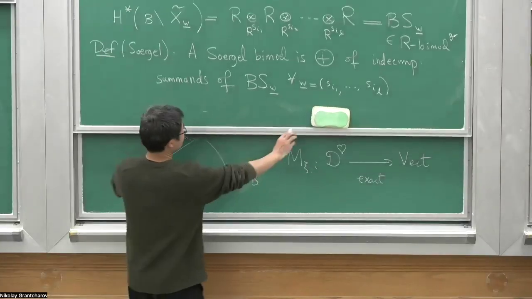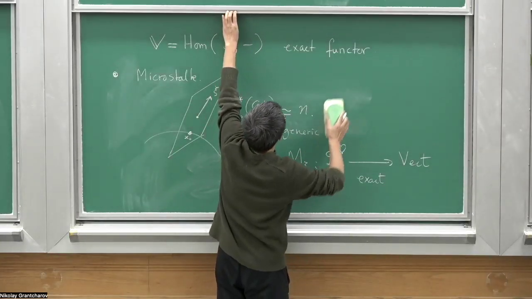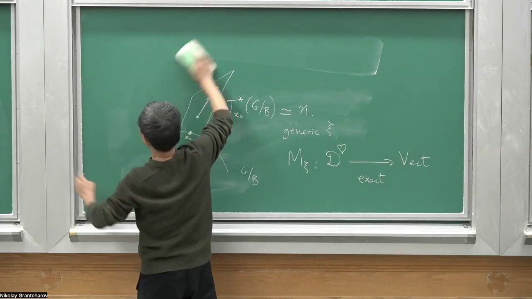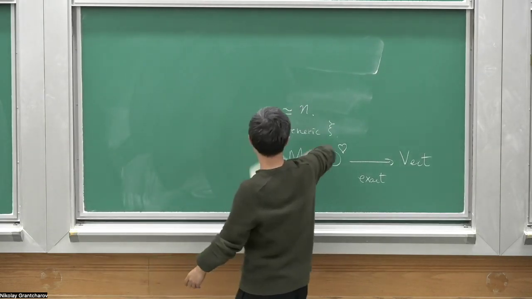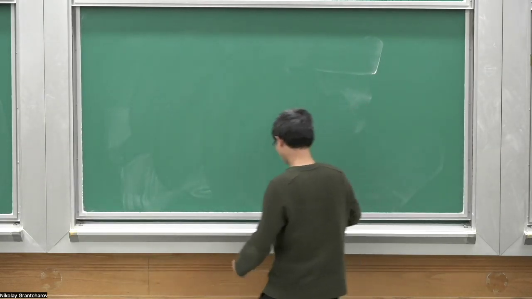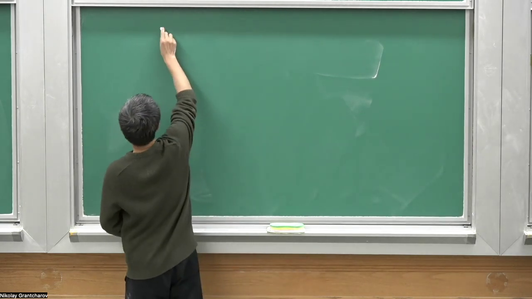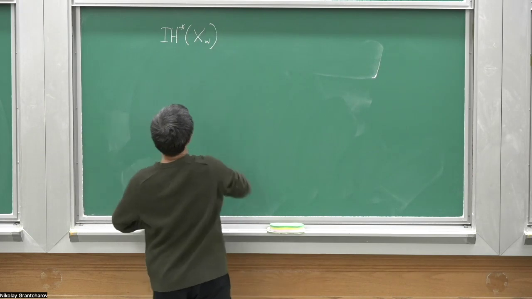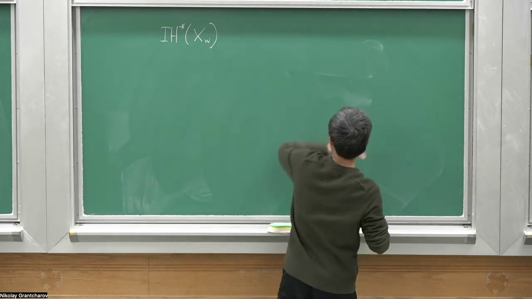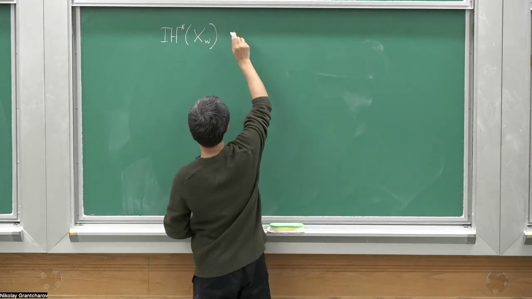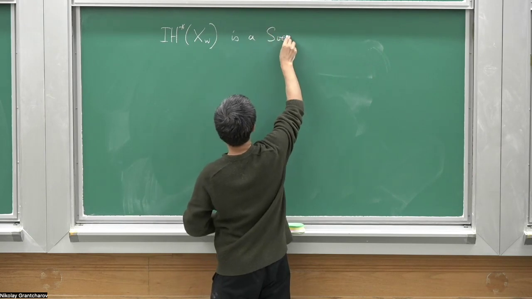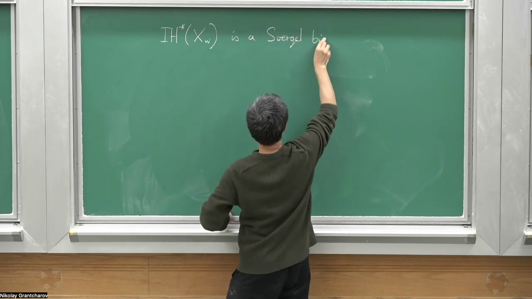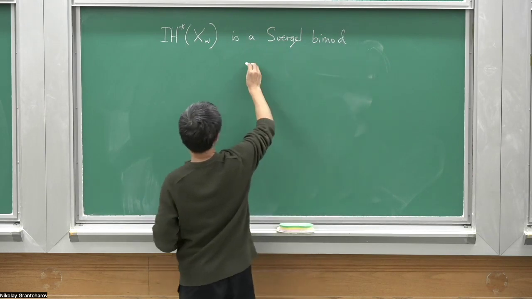And by this decomposition theorem, we see that intersection homology of each Schubert variety is a summand of a Bott-Samelson. So it is a Soergel bimodule. In fact, it's an indecomposable.